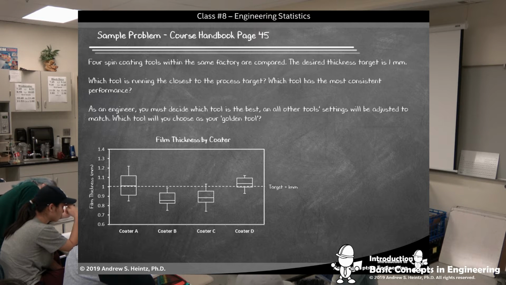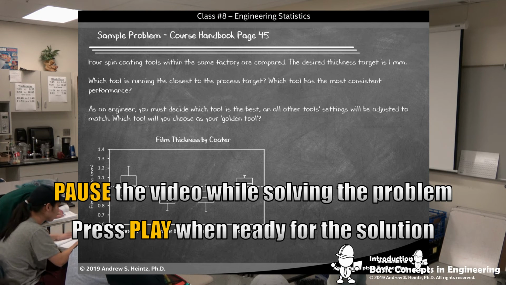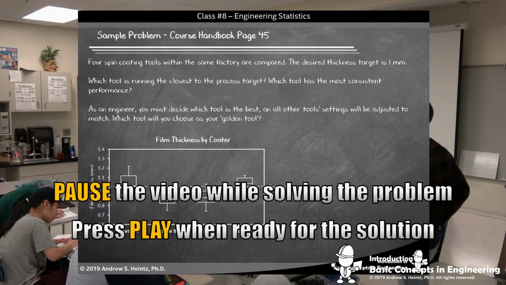And then at last, as an engineer, you must decide which tool is the best, because we're going to take all other tool settings and adjust it to that one. So which is our best tool, or your golden tool?